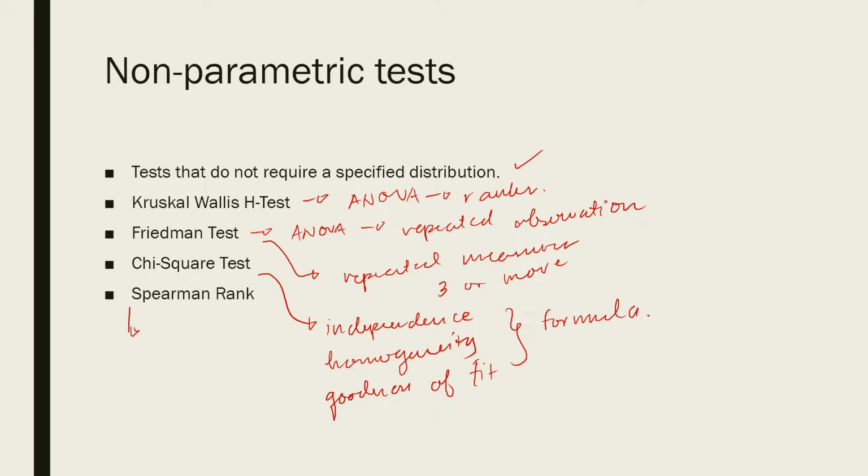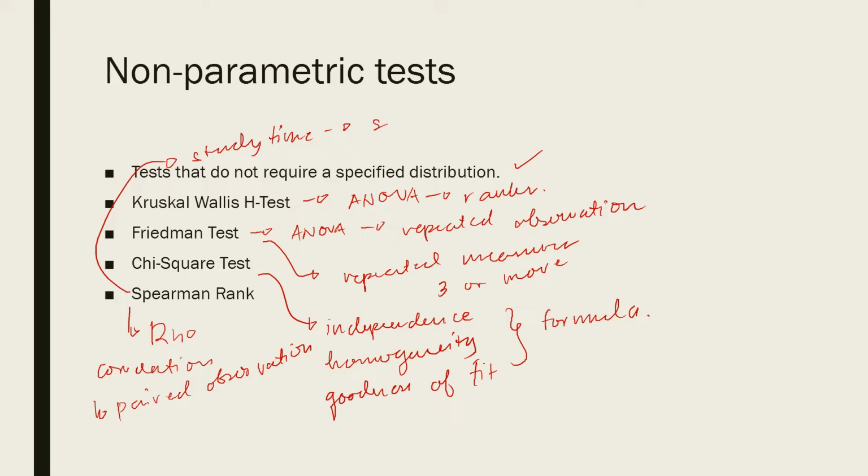Lastly, we have Spearman rank. This is sometimes referred to as your Spearman rank order test or your Spearman rho. So your Spearman rank test is a test of correlation that requires a certain paired observation. A common use of this Spearman rank test would be, for instance, you want to see if study time affects scores. So that would be one application of our Spearman rank test.